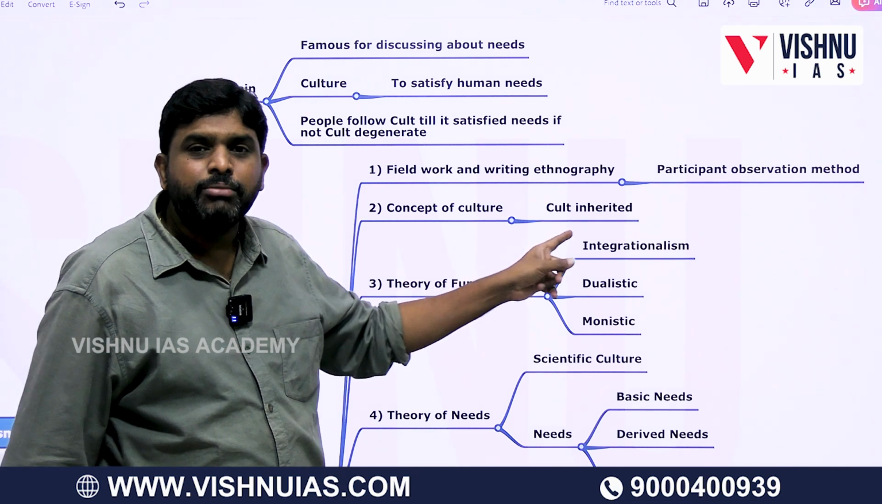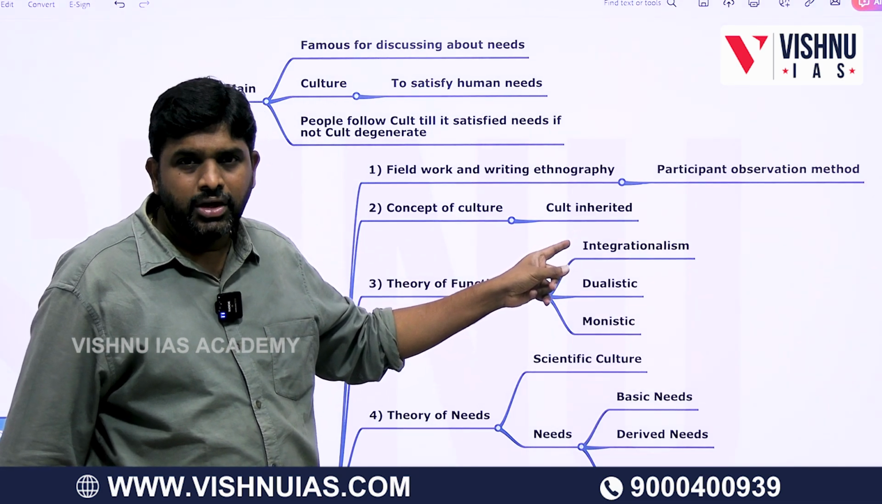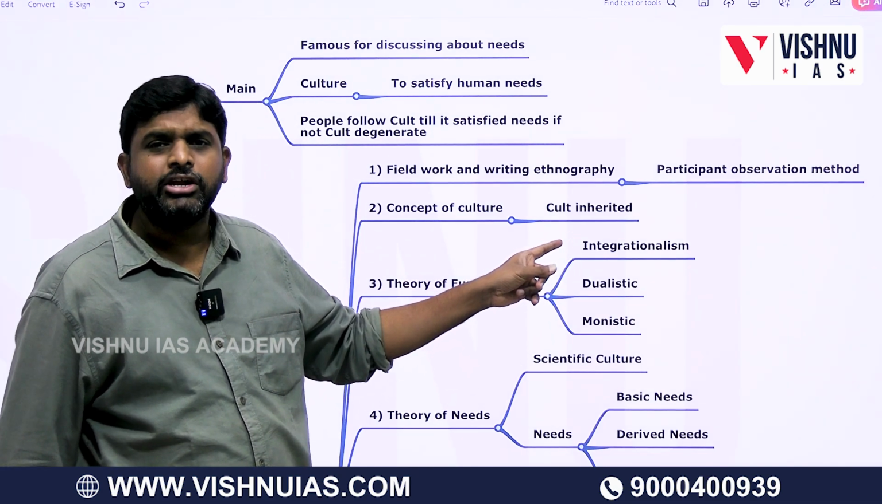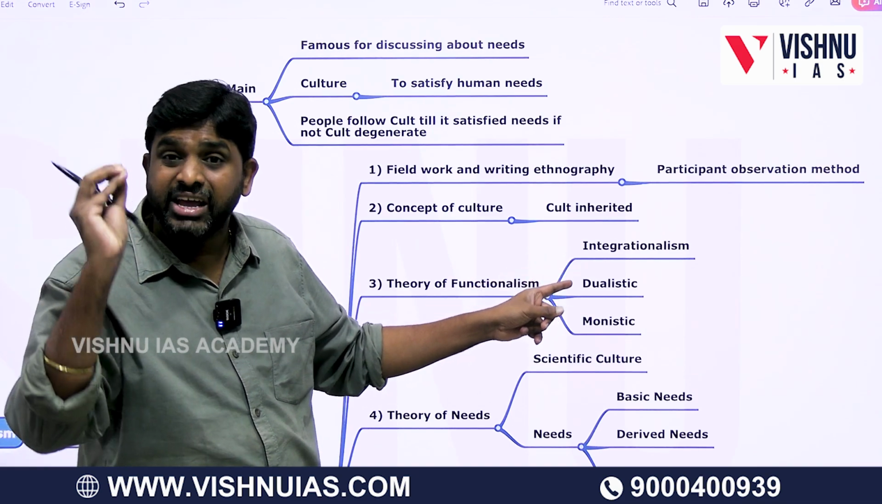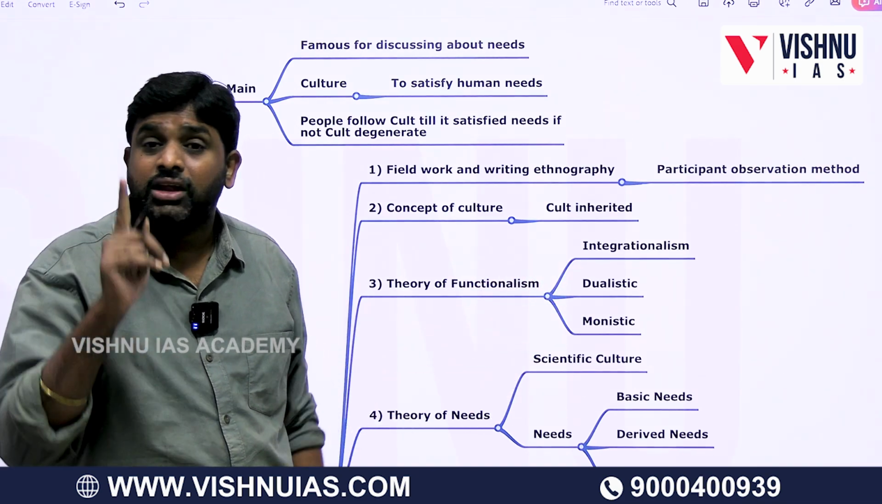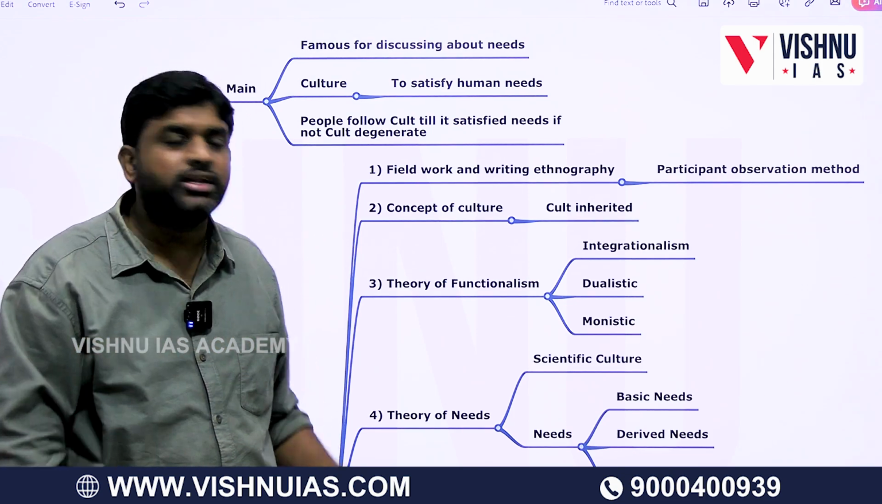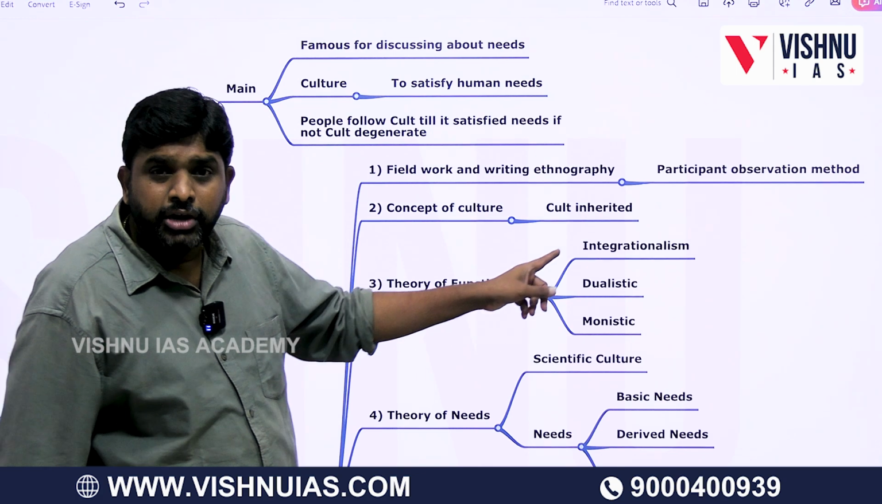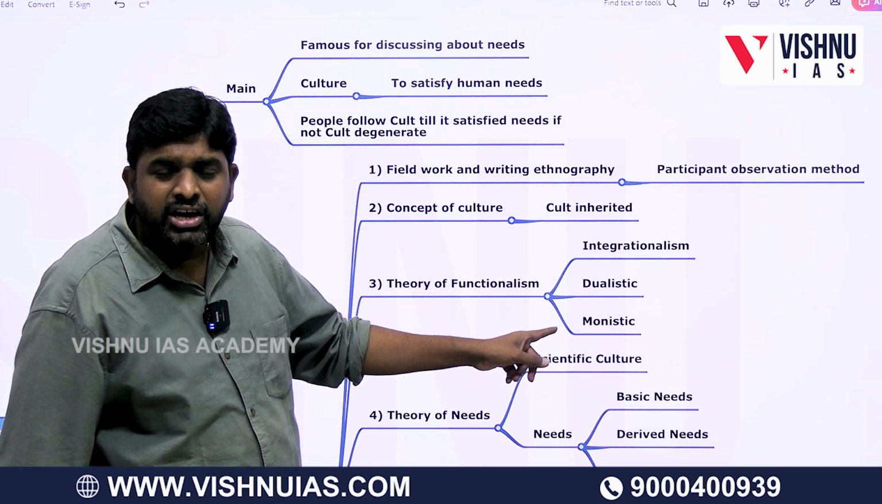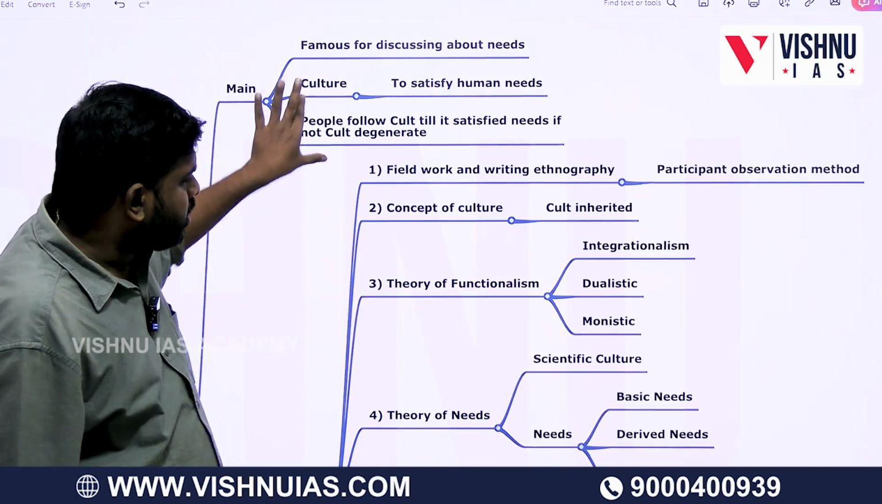His concept of culture, he mainly bothered about inheritance. Culture is a complex whole of material and non-material objects, but it will be inherited from one generation to another generation. But that inheritance is not biological inheritance, it is social inheritance. Definition. Theory of functionalism. It told integrationalism, dualistic form of functionalism and monistic form of functionalism.